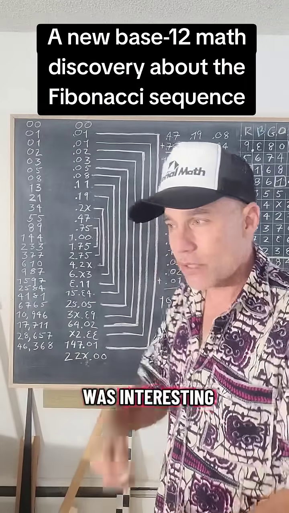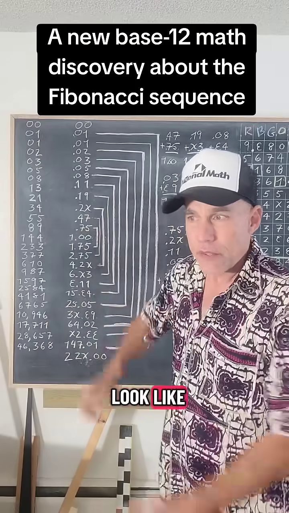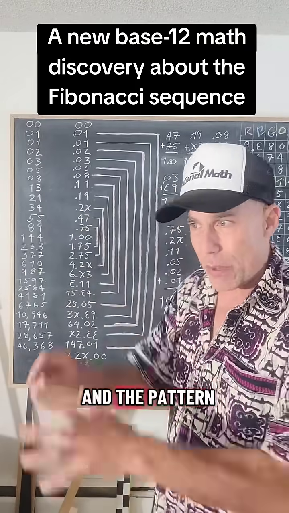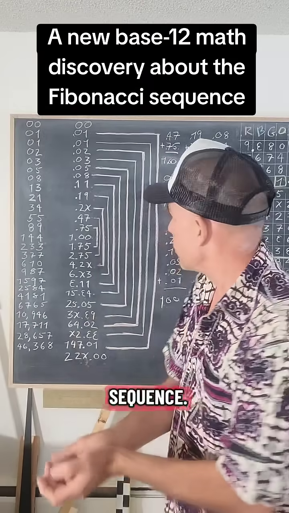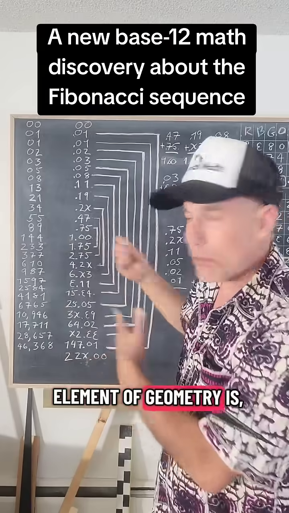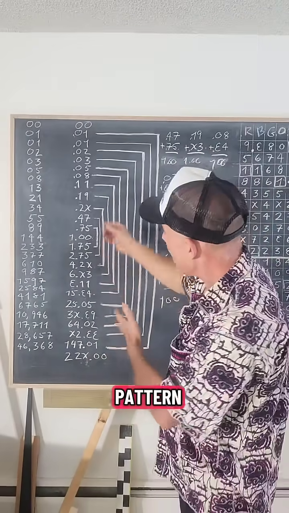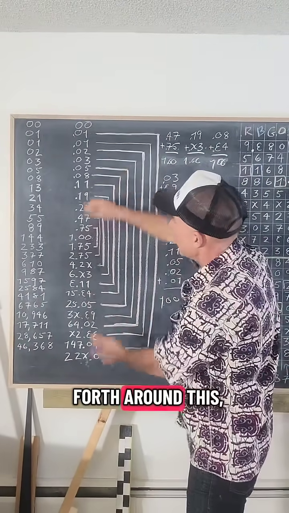I thought it was interesting because the question I'm asking now is what does that pattern look like? People talk about sunflowers, and the pattern of the seeds inside of a sunflower head is the Fibonacci sequence. So what extra element of geometry is in this pattern, where you have this length of 1 kind of balanced back and forth around this?